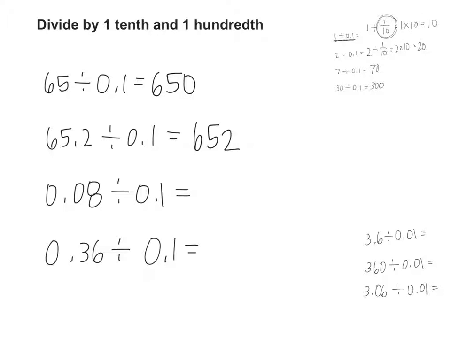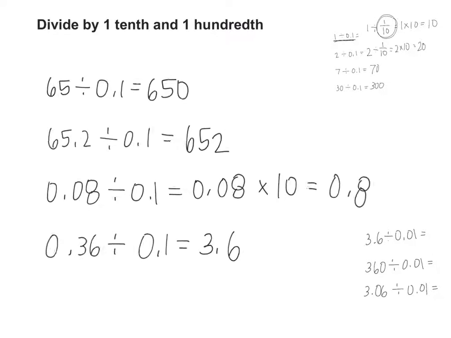8 tenths. How do you know it would be 8 tenths? Well, what's the divisor here? Alexander, what's the divisor? The divisor is 0.1. How do you say that in word form? 1 tenth. If the divisor is 1 tenth, what's the reciprocal of the divisor? 10. So I have, this is the same as 8 hundredths multiplied by what number? 10, which would be 8 tenths. Very good. What's 36 hundredths divided by 1 tenth then, everyone? 3 and 6 tenths. 3 and 6 tenths.